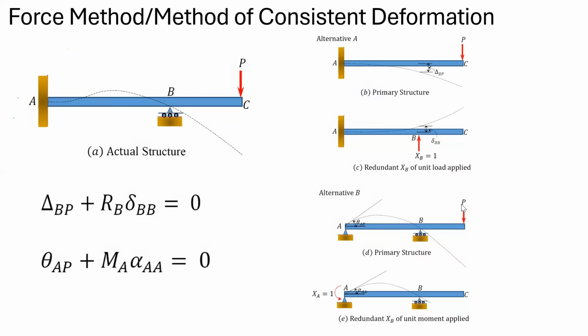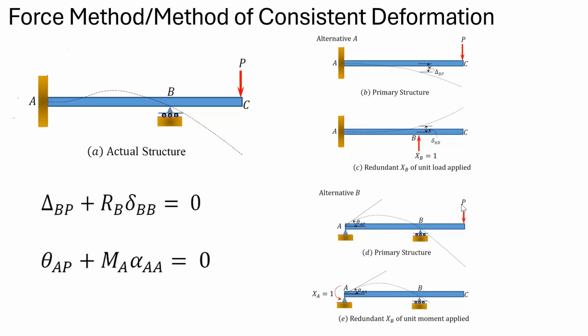Now, because of the load P, the kinematics are linear displacements and also angular displacements. So theta AP, if you note the notation, A means at where, and P means because of P. So theta AP will be the rotation at A. This is the primary structure because I removed the fixity in the beam. I removed the redundant.